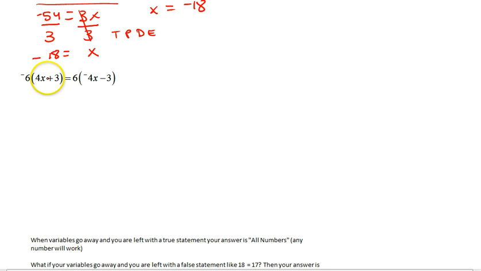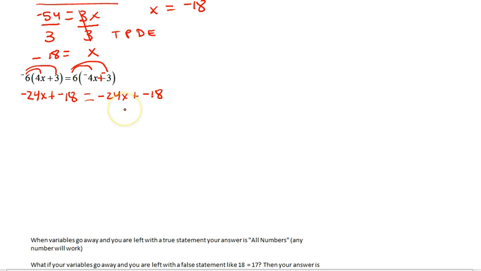If I have negative 6 times 4x plus 3, I need to distribute that, so I'm going to do that. So negative 6 times 4x gives me negative 24x plus negative 6 times 3 gives me negative 18. That equals, now I need to distribute this across. I need to DPS it, so I know I'm adding a negative 3. 6 times negative 4x gives me negative 24x plus 6 times negative 3 gives me negative 18.